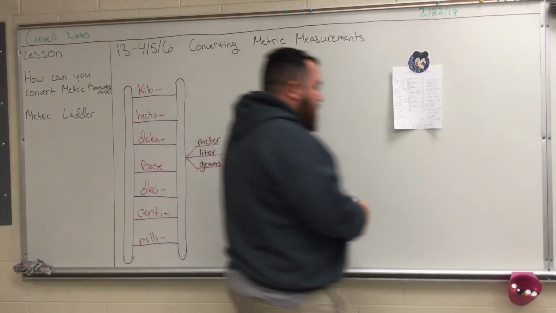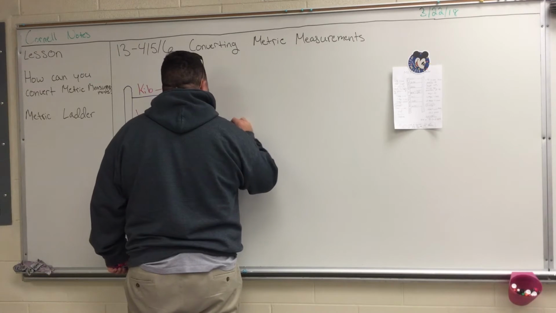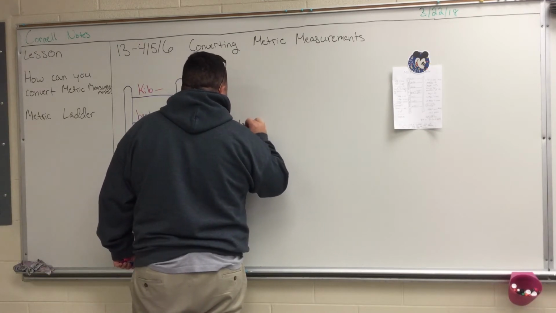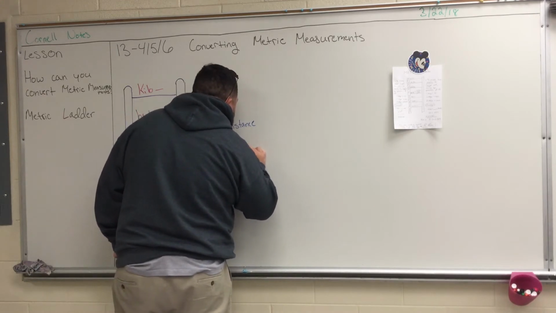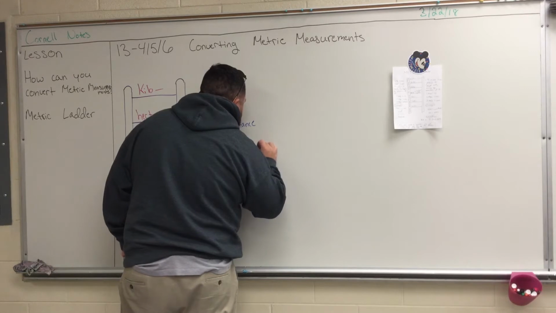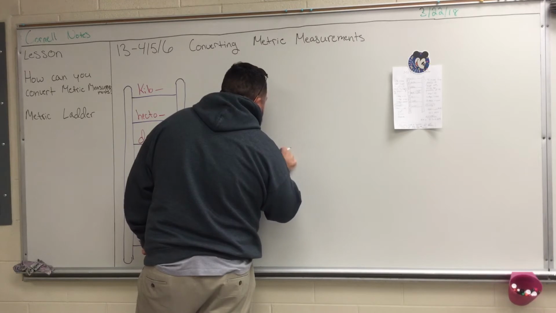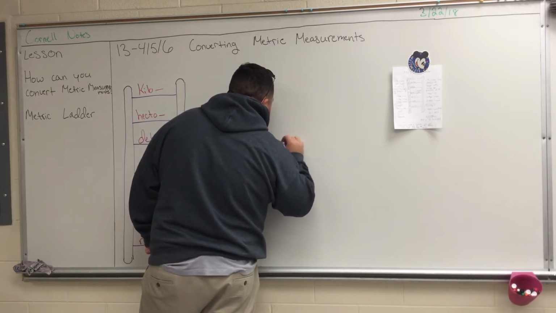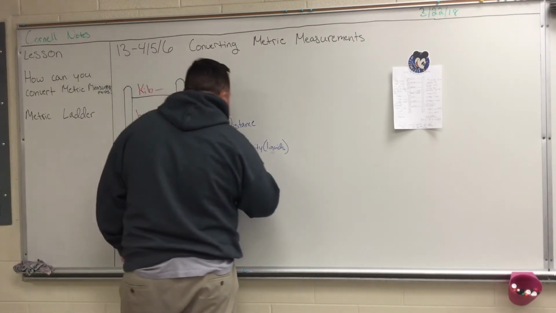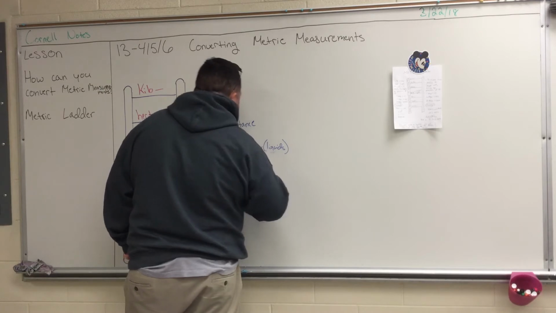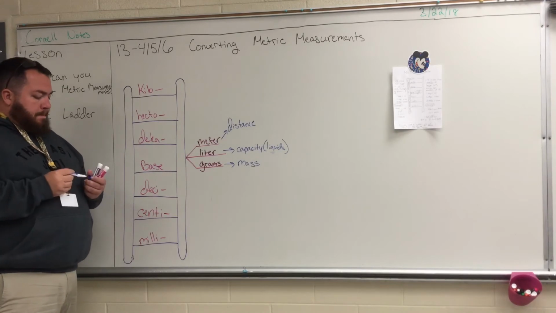Okay? And if we want, we can make some notes right above it if this helps us out. Meter is distance. Liter is capacity, which is liquids usually. It's not always liquids. It could be dry items. And then grams is mass. Or we might measure my body, we might measure how much I weigh in grams, okay?